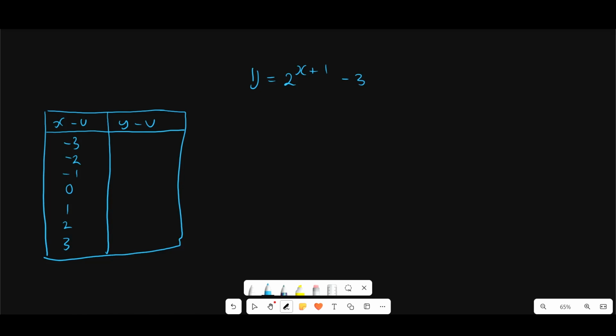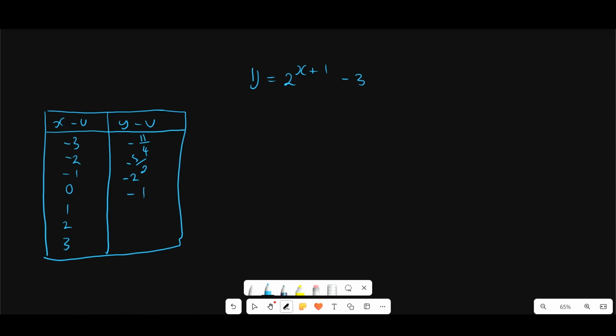Then you just plug these into your calculator. I say about 2, and then -3 plus 1 and then minus 3, which will give you -11 over 4. Then you change the -3 to -2, you will get -5 over 2. Then you plug in -1, you will get -2. You plug in 0, you get -1.